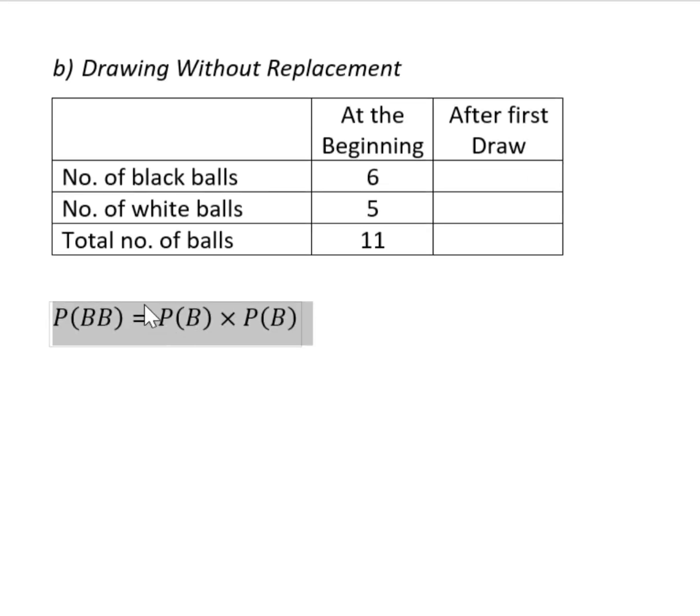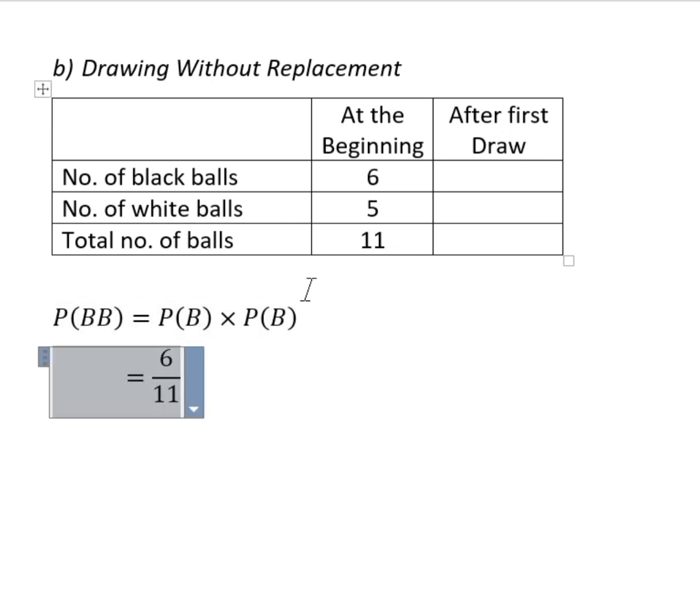Now, the probability of picking a black ball first will be given by the number of black balls, which are 6, over the total number of balls, which is 11. So that means this probability of picking a black ball first is given as 6/11 times. Now, because it is without replacement, we assume that we have succeeded in drawing or removing a black ball from the container. So that means the number of black balls remaining in the container is now 5 because we have picked one and put it aside.